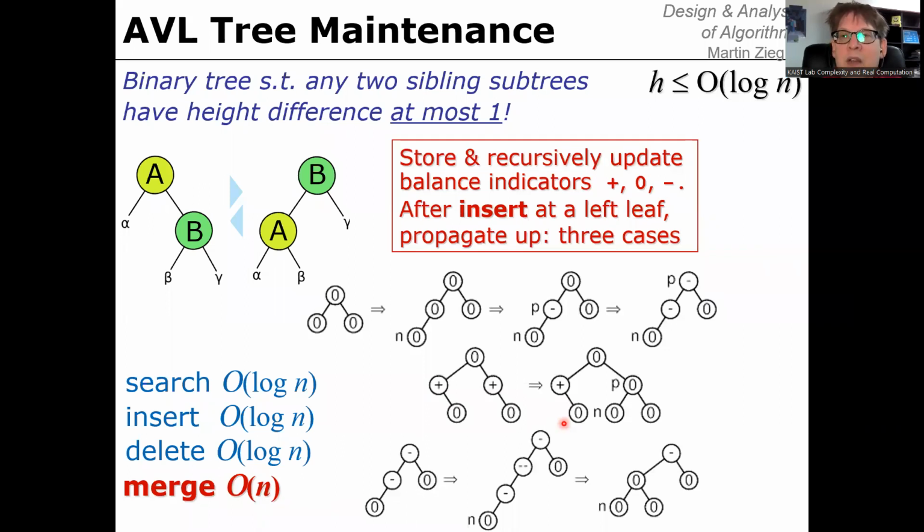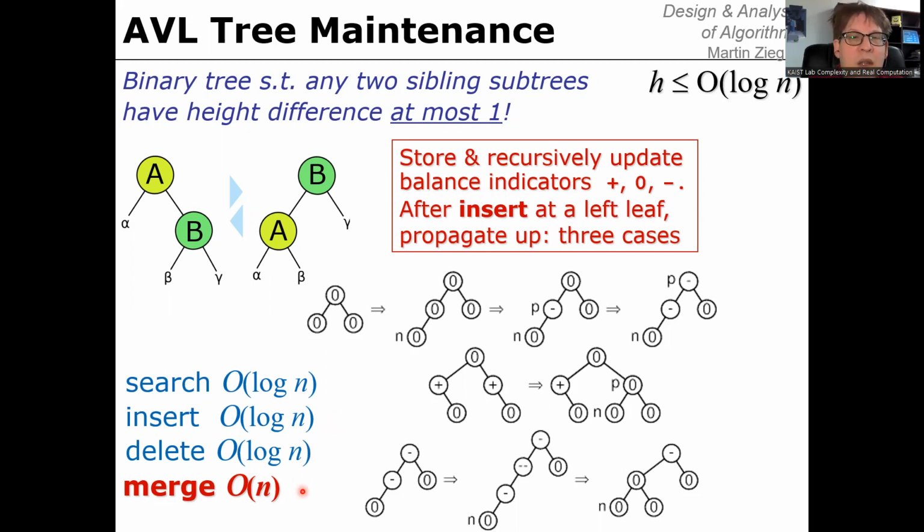Let me say that again. A trivial algorithm for merging two AVL trees is to fix the one AVL tree and the other AVL tree, repeatedly delete a node, which has cost log n, and then repeatedly insert that node into the other AVL tree, which has cost log n as well. And we repeat that n times. So in this way, we can merge two AVL trees with overall cost n log n.